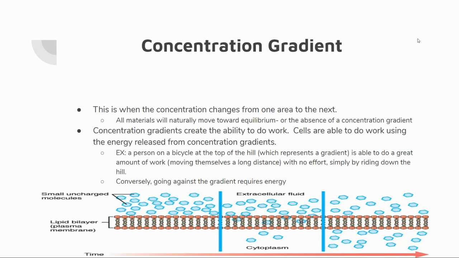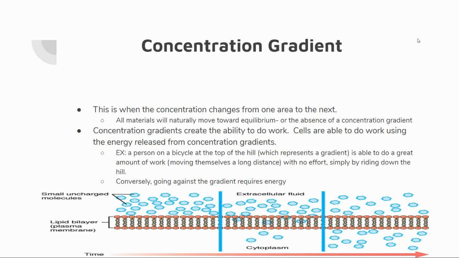So the big thing is concentration gradient. So this is when the concentration changes from one area to the next. So if we're talking about the cell membrane, then let's say maybe outside the cell you have a higher concentration of sodium ions than you have inside the cell. So you have a concentration gradient on both sides of that membrane, okay?